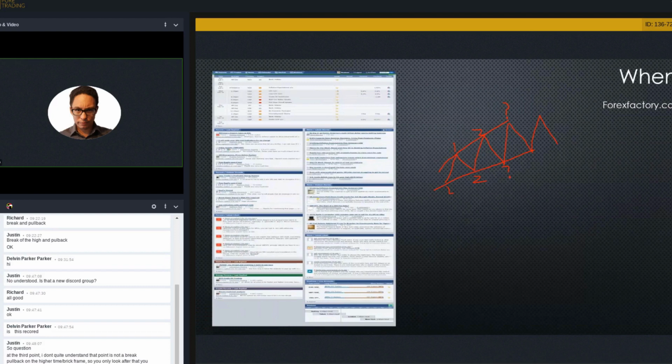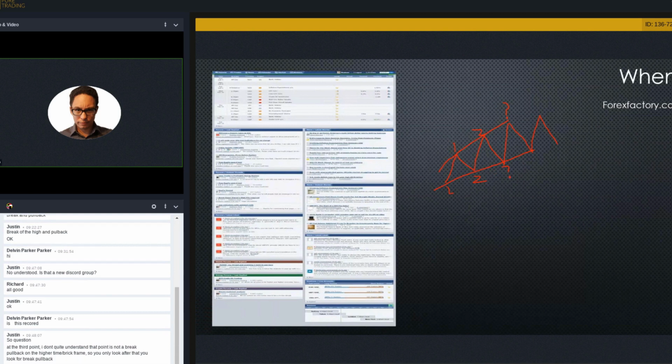So Justin has a question here. He said, at the third point, I don't quite understand. That point is not a break pullback on the higher time frame. So you only look after that, you look for the break pullback on the lower time frame break. Okay, the first step is, you know what it is to look for, and that break pullback is on the minute scale, it's going to be on your M3. So you're looking for the break pullback on M3, on your 1 minute, on your 5 minute. You're not looking for the break pullbacks on these higher time frames.